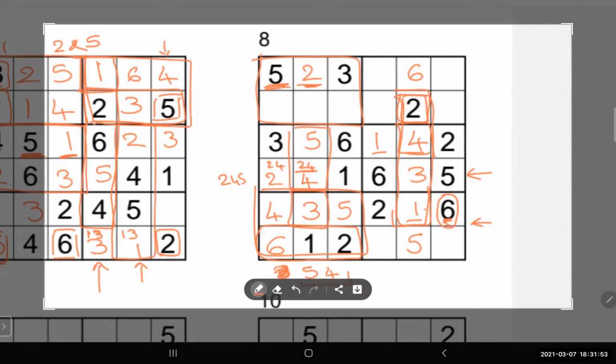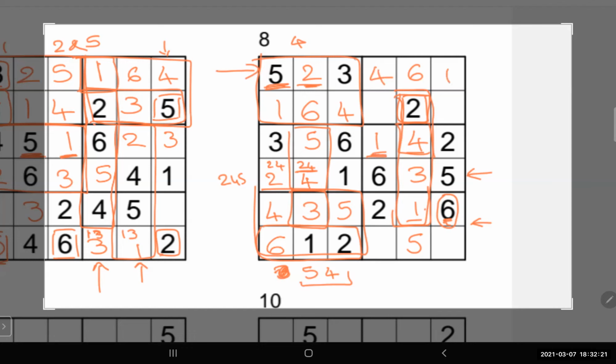4, sir. 4 down the 3. 1, 2, 3, 4, 5, 6. Down the 2 we can write 6, and 1. Now look at this row. What are the missing numbers? 1 and 4, sir. We are having 1, right? So after the 3 we can write 4, and after the 6 we can write 1.